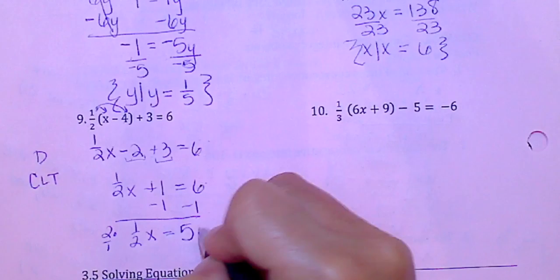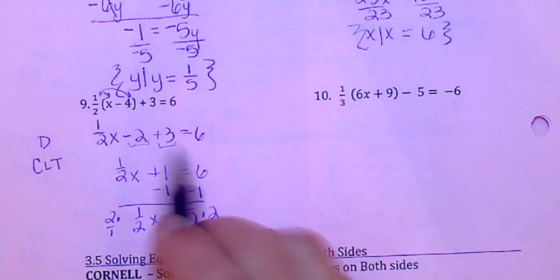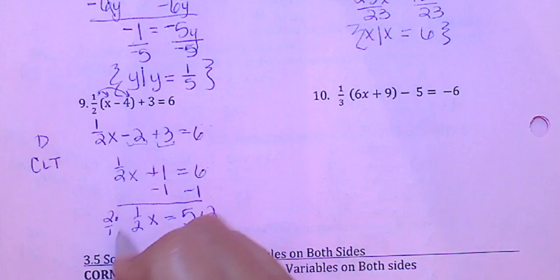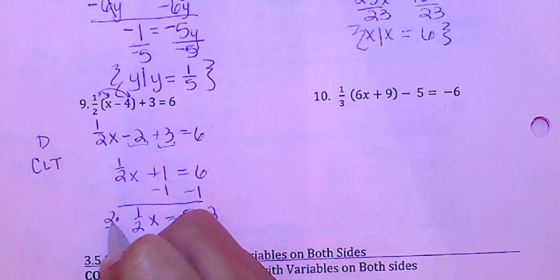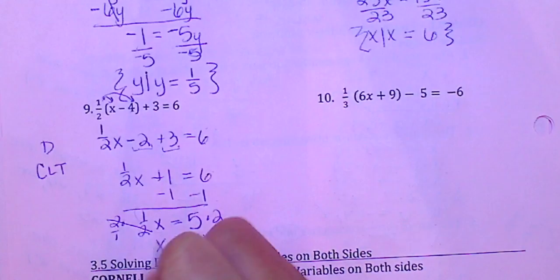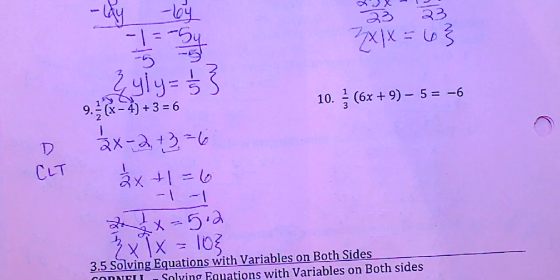For me, it depends on the nature of the problem. Sometimes I do it right away. Sometimes I do the simpler things first and then get rid of that fraction. So when we multiply 5 times 2, of course, we get 10. And here we multiply 1/2 times 2. The 2's cancel. We're left with just 1x or x. So x equals 10. How'd you do on that one? Is that a good one?